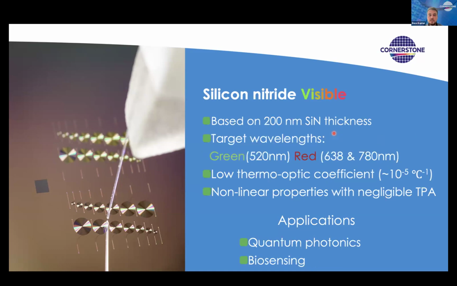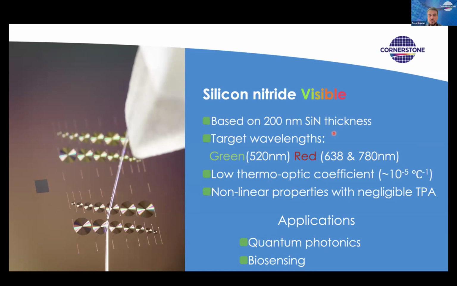The one that I mentioned previously, the new platform, we actually launched it in July this year, and we are running the first MPW batch. It's based on 200 nanometer nitride thickness. We initially target visible wavelengths like green and red. Then, of course, in the future, with more data, we will try to expand the wavelength range.